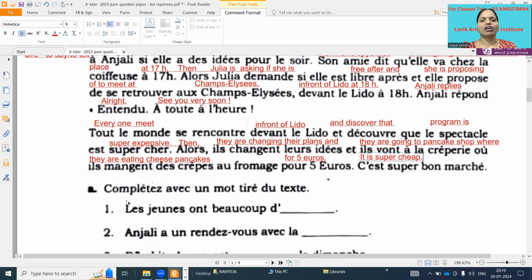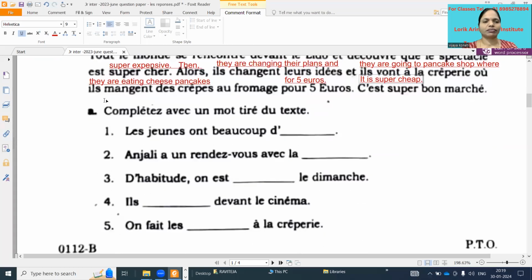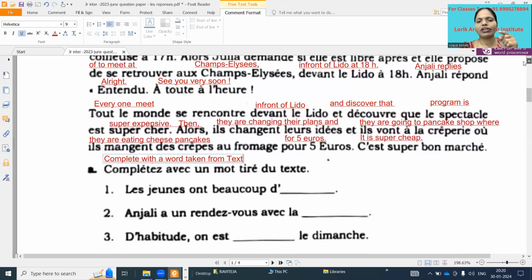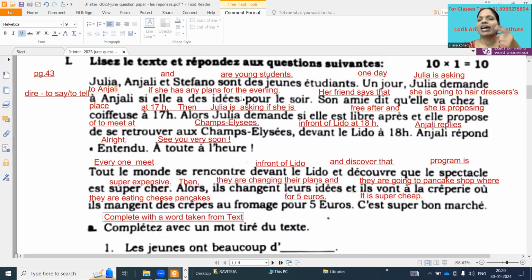Okay, now first one. Complète avec un mot tiré du texte. Complete with a word from the text. With a word taken from the text. So whatever word we are taking, we have to take from the text. Les jeunes ont beaucoup de dash. The young people have lot of... D apostrophe is the hint, starting with a vowel. So the young people have a lot of ideas. Idées.